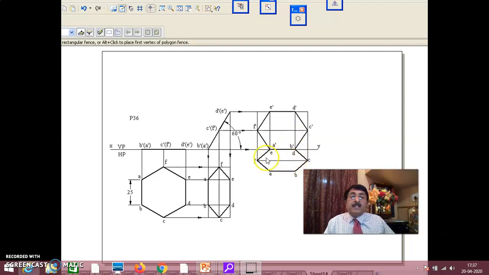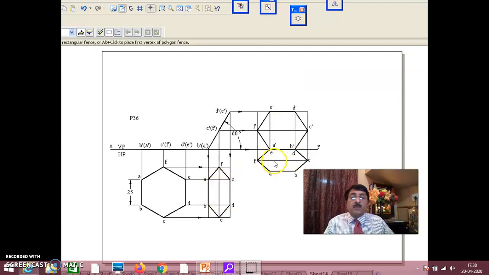That means combining these two sentences, you can say that edge AB on HP, opposite edge, you see here ED, opposite edge is lying on VP with surface inclined at 60 degrees to HP. For this complex position, when you look from the front, how it appears. When you look from the top, how it appears. This top view and this top view remain same.